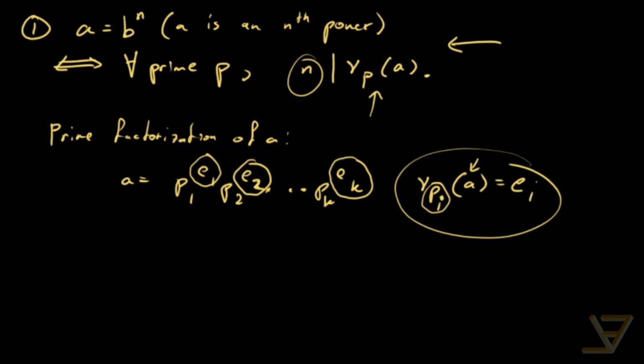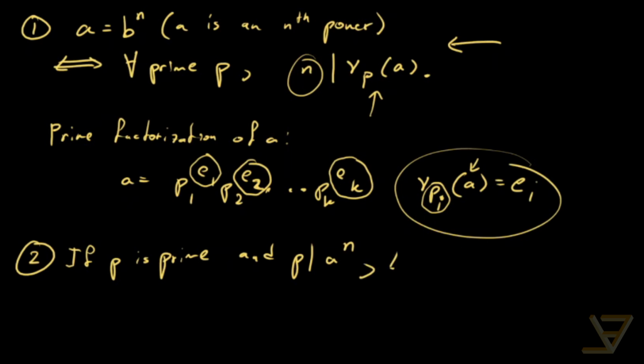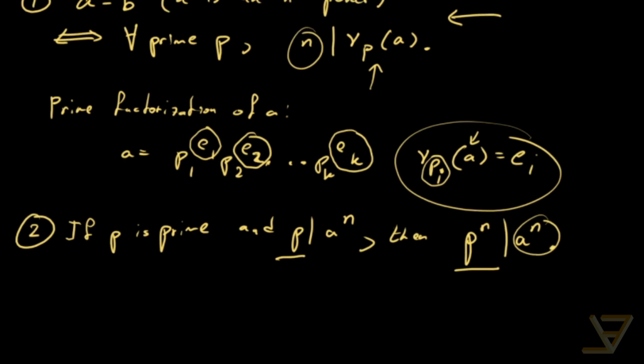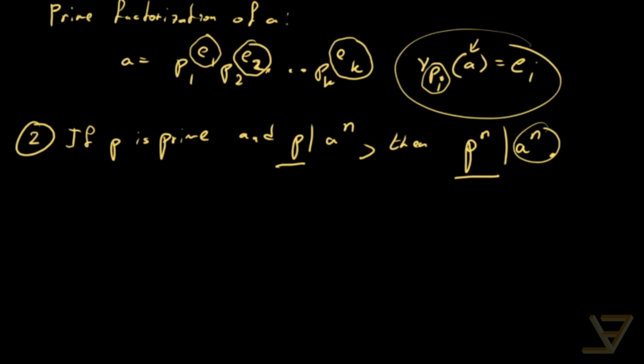Let's go to the second power divisibility lemma. The second one says if p is prime and p divides A to the power of n, then p to the power of n divides A to the power of n. This is pretty important because instead of just getting p dividing A to the power of n once, you can jump to saying p to the power of n divides A to the power of n. Intuitively it should be true, but it does require proof, and I'll leave that to you.